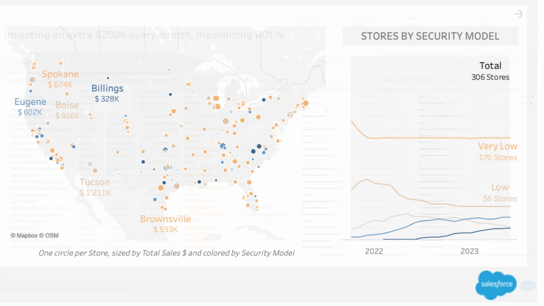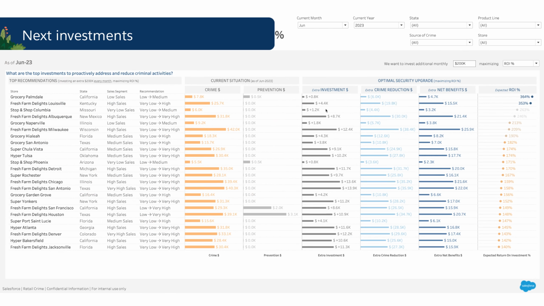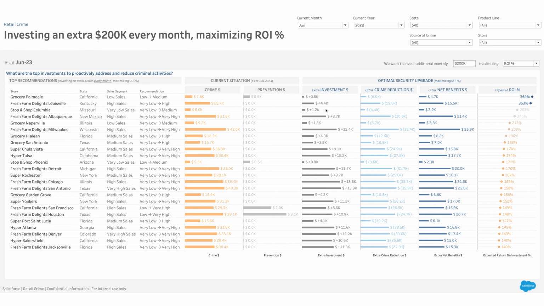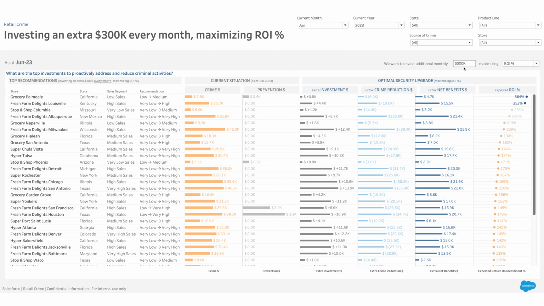Let's now look at the next investments that will have the greatest impact on proactively addressing and mitigating criminal activities. First of all, at the top right of the page, enter the monthly amount of additional investment you wish to make. Then select your investment strategy. Maximizing return on investment as a percentage, or maximizing profits as an amount.